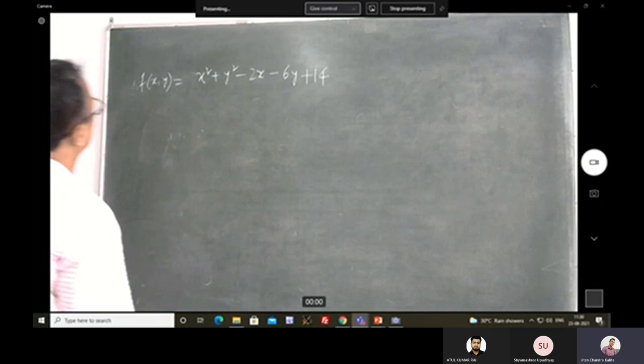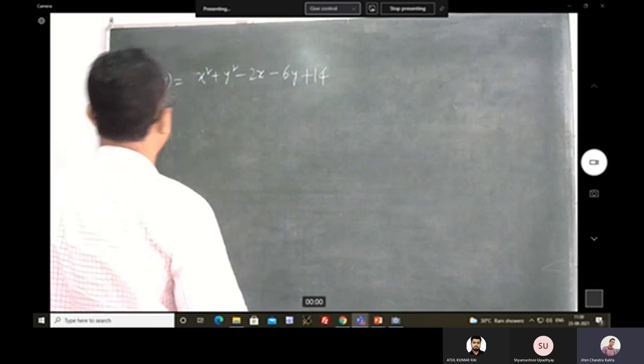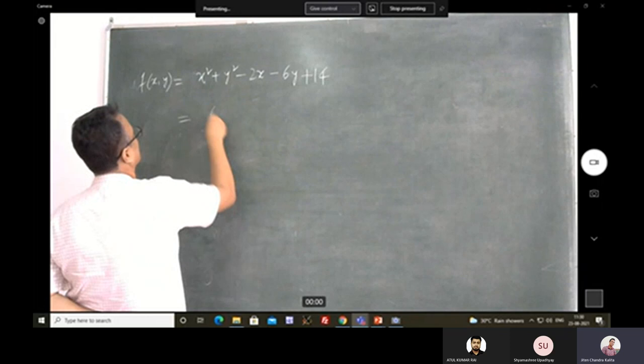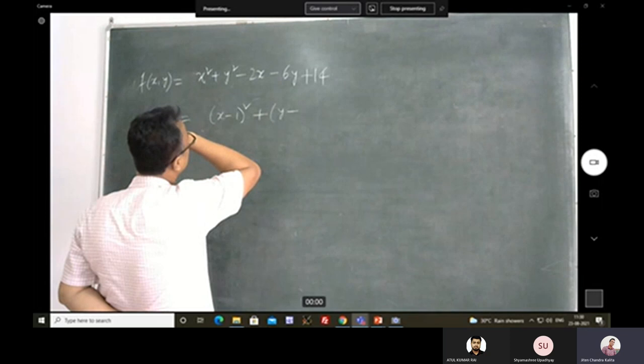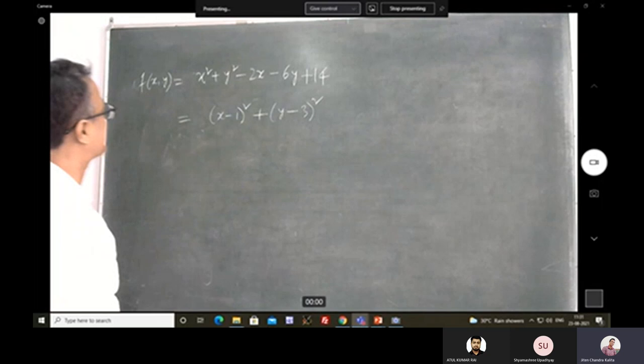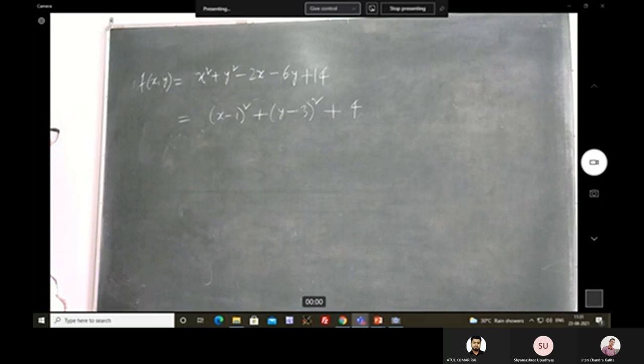Okay, fine. So now, what we can do, I can write this as (x minus 1) whole square plus (y minus 3) whole square. So what remains? 9 plus 1, 10. I'm left with 4, right? Am I okay? Yes. Okay.